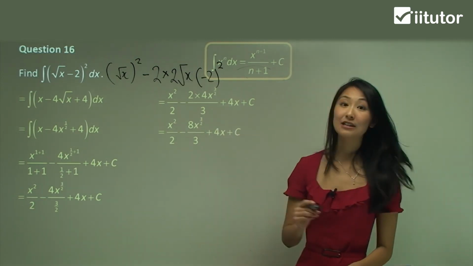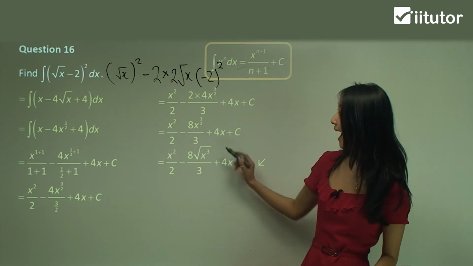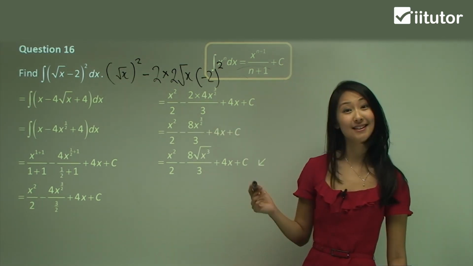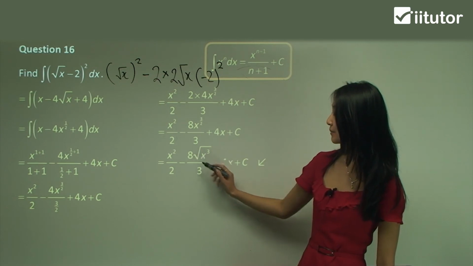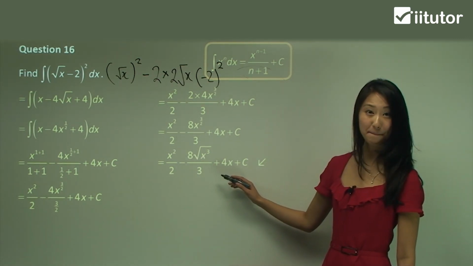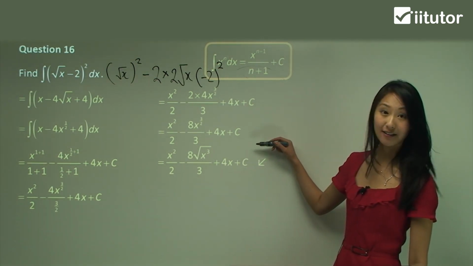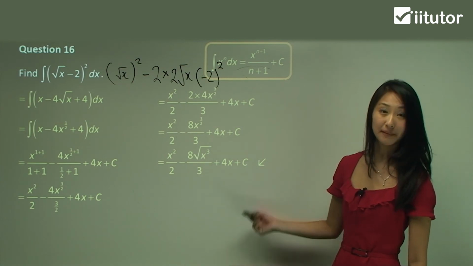Change this into the original surd format. So remember how the top number is the index and the bottom number is the root. So our final answer should be x squared on 2 minus 8 on 3 times square root x to the power of 3 plus 4x plus c.